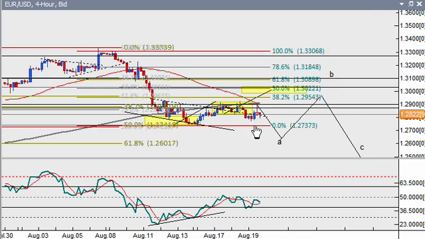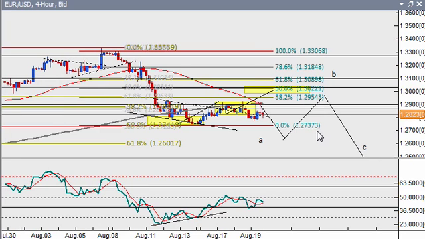We either have completed A or we're in the 5th wave of A, and then there should be a B wave up before another C wave down to test 1.25. So that's one scenario for the euro dollar, and I'll continue to follow that and let you know if the price action is confirming or invalidating.